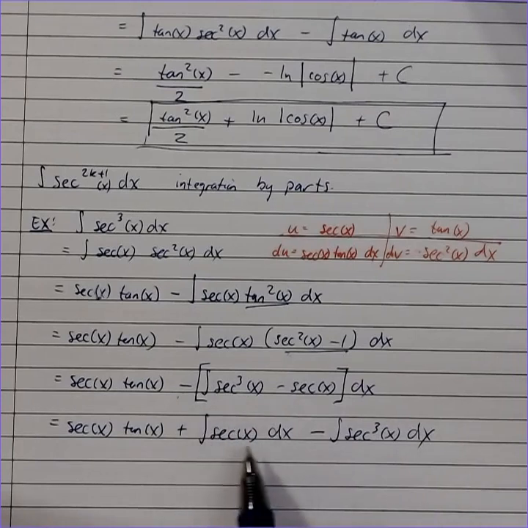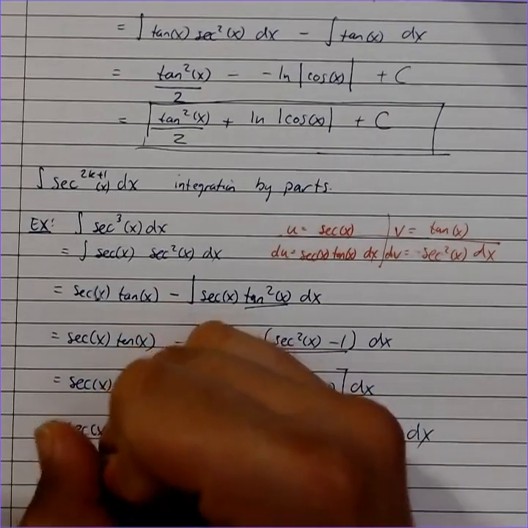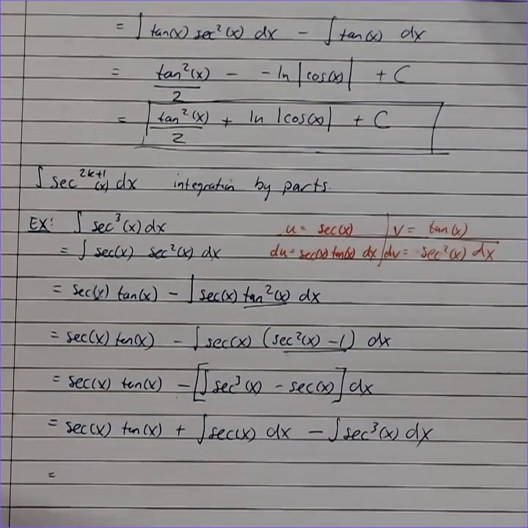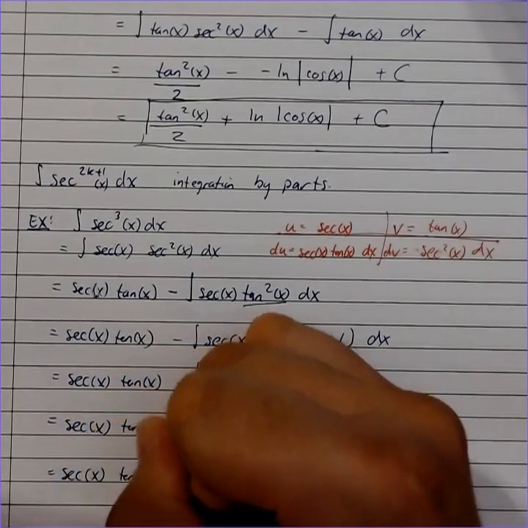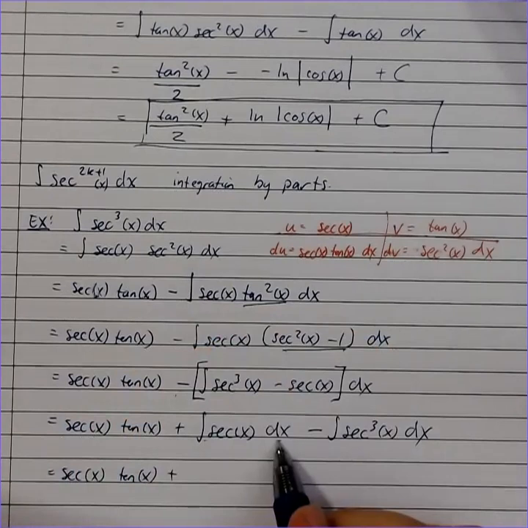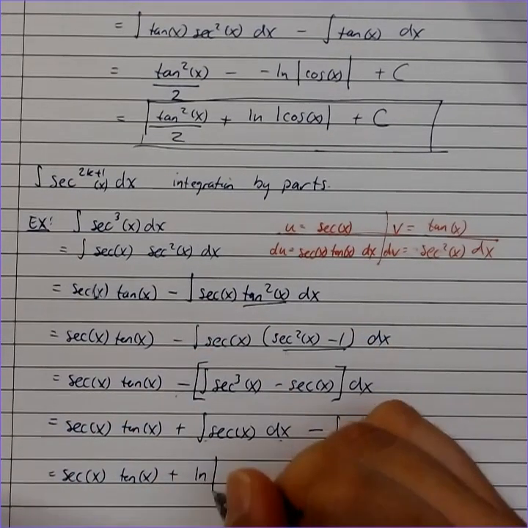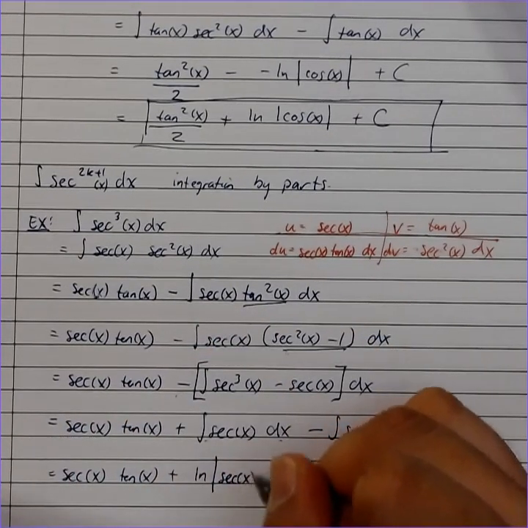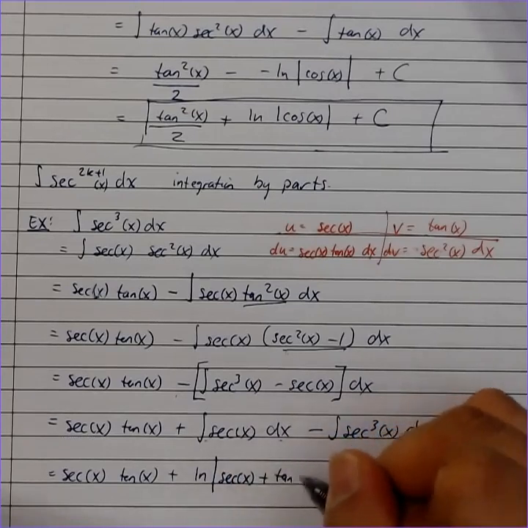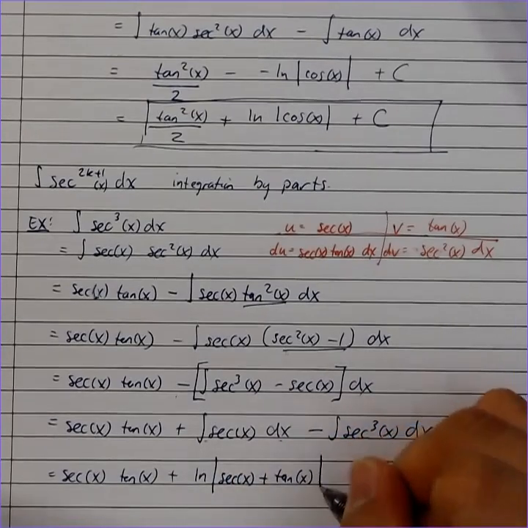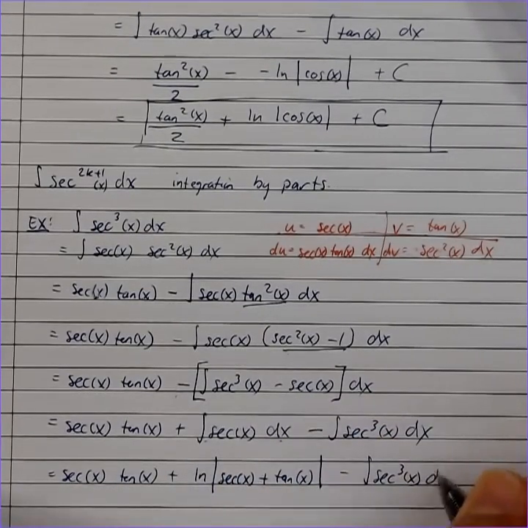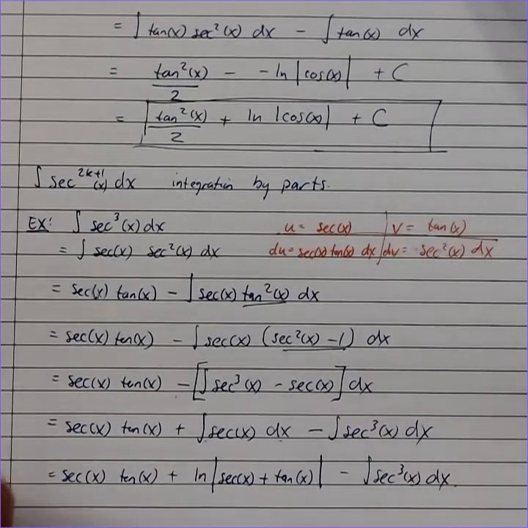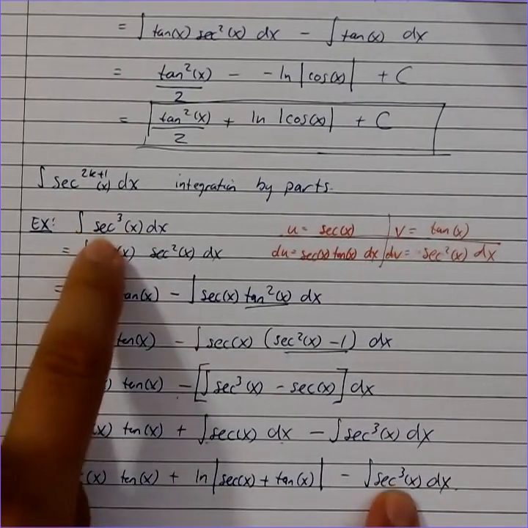Now this one I know. This is one that we saw at the end of Cal 1. It's that strange one that involves the logarithm of a sum of trig functions. And that's secant of x tangent of x plus this right here becomes the natural log of the absolute value of the secant of x plus the tangent of x, minus the integral of secant cubed of x dx. Notice that this is the same as this.